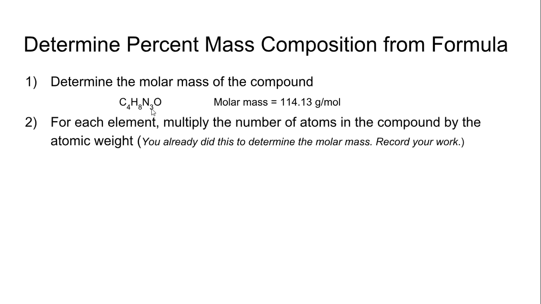Well, next step we need is actually kind of part of that first step. It's to multiply the number of atoms of each element by the atomic mass, which, yeah, we had to do to get that molar mass. So it's a good idea to write down your work. Let's just do that real quick.